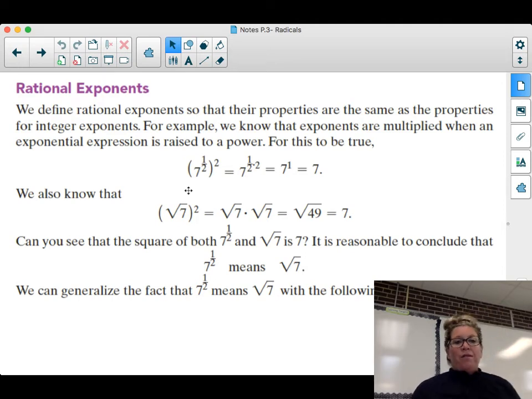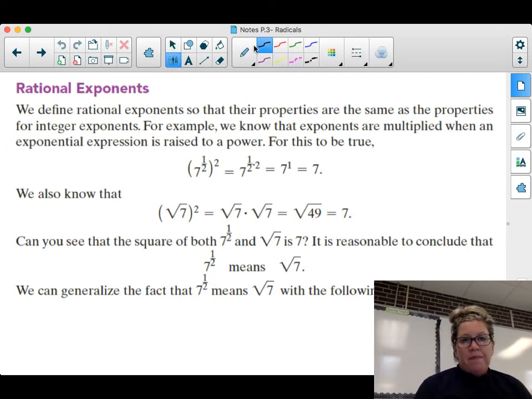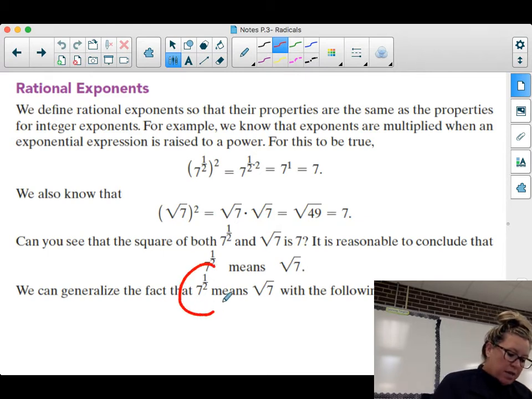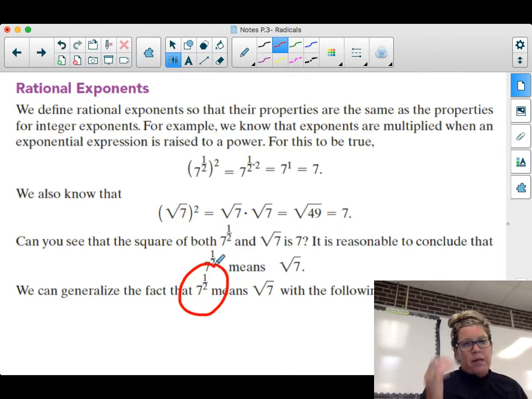All right, this is on rational exponents. So rational means fractional. So we have some examples of what a radical will look like and what it will look like as a rational exponent. What I'd like you to look at is the very bottom of this slide, where it says 7 raised to the 1/2 power is the same thing as the square root of 7.